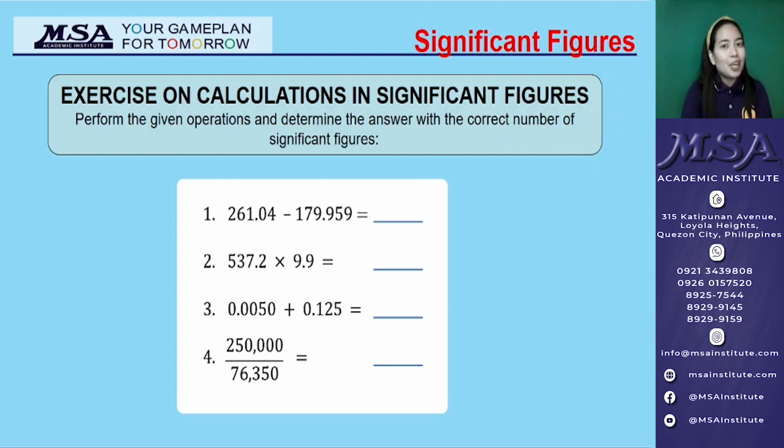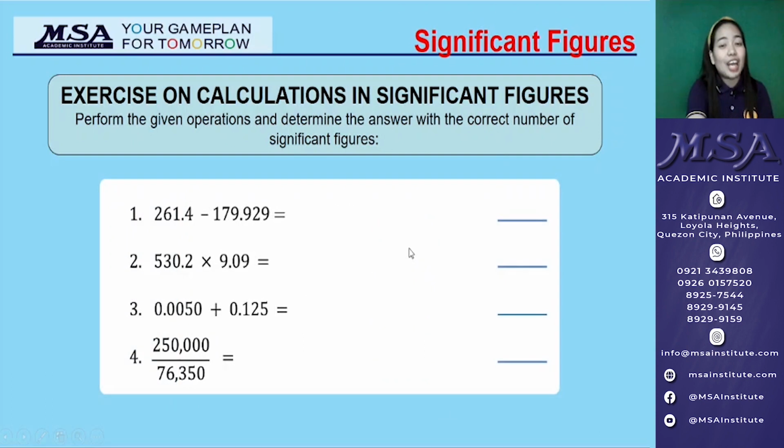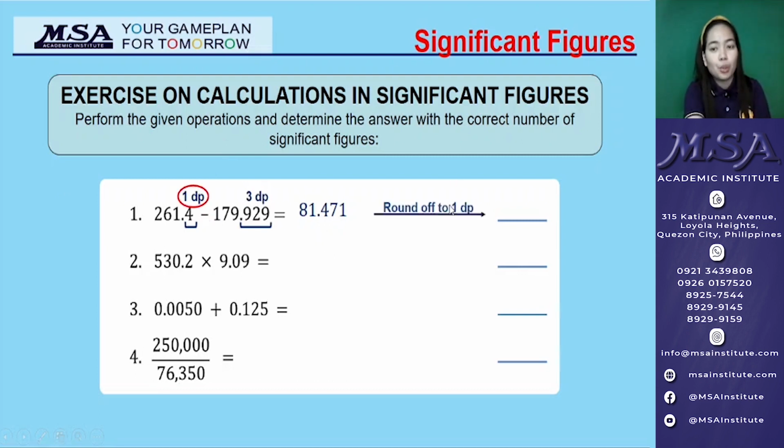Now I know that you use a calculator in answering this one. Now let's try to answer this exercise. Let's have number 1. The answer here is 81.471. But since this one is subtraction, the final answer should be addressed into the least decimal place. This one has 1 decimal place. This one has 3 decimal places. So the final answer should be rounded off to 1 decimal place only. So it will become 81.5.